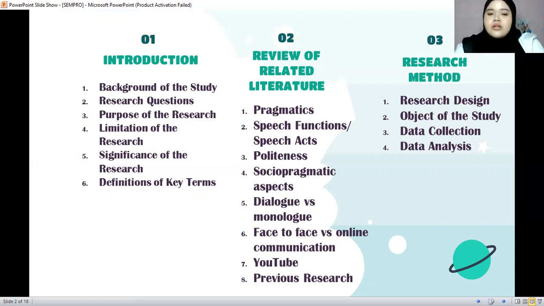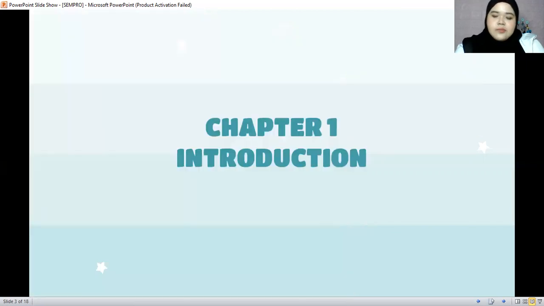The chapter 2, review of related literature, consists of pragmatics, speech functions or speech acts, politeness, socio-pragmatic aspects, dialogue versus monologue, face-to-face versus online communication, YouTube, and previous research. And the chapter 3, research method, consists of research design, object of the study, data collection, and the data analysis.